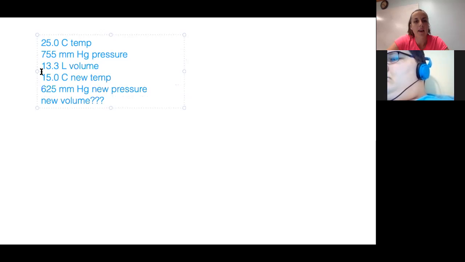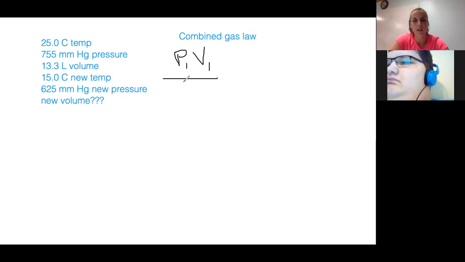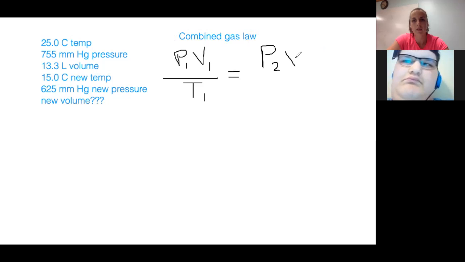Okay, so this means I have one set of temperature, pressure, and volume under one set of conditions, and then I have a new temperature and pressure in our second set of conditions. So I'm going to use the combined gas law, which is, let me type that out, combined gas law, which is P1 V1 over T1 is equal to P2 V2 over T2.